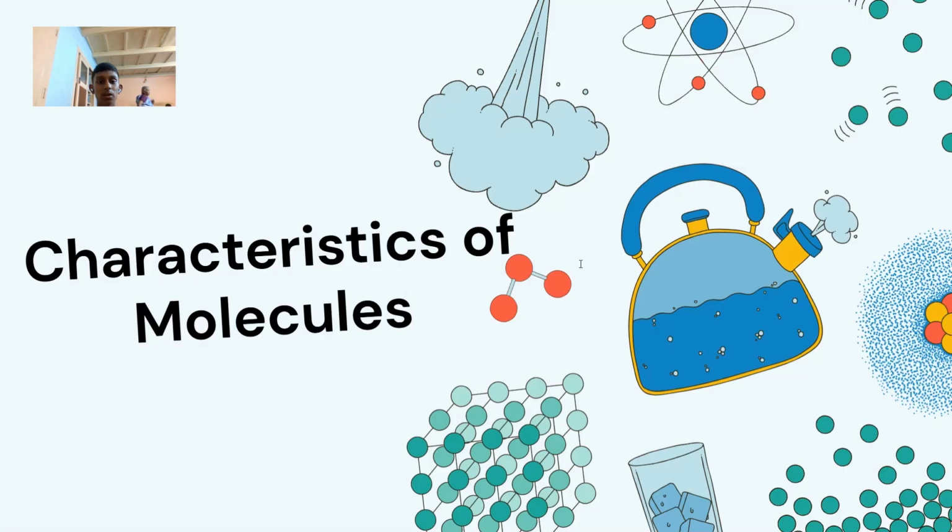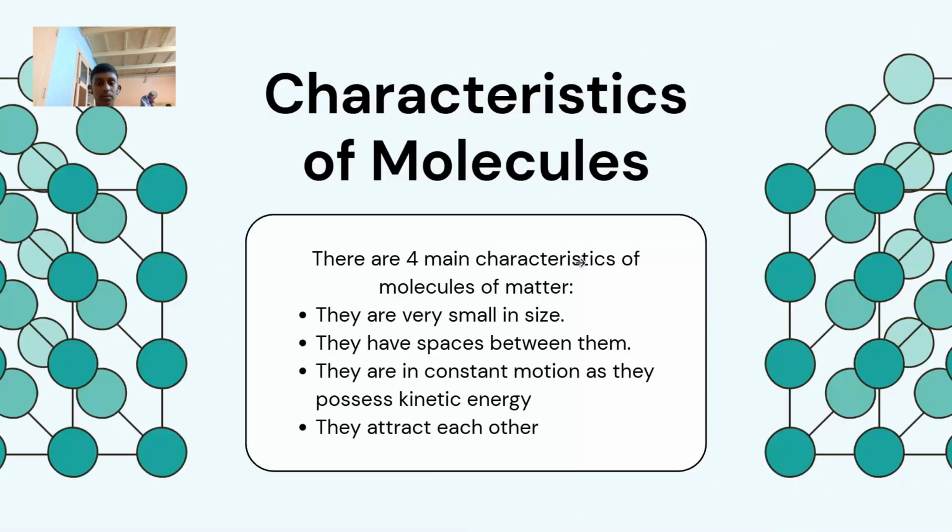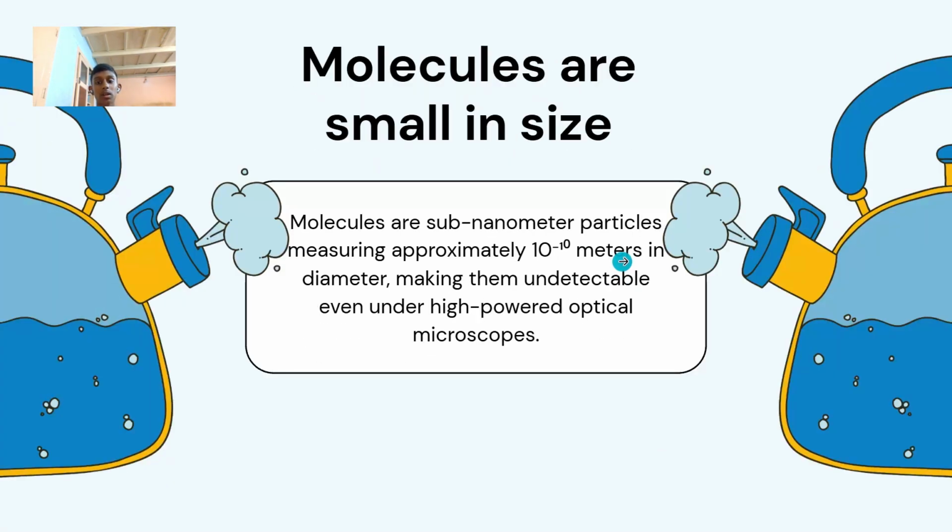The characteristics of molecules. There are four main characteristics of molecules of matter. They are small in size, they have space between them, they are in constant motion as they possess kinetic energy, and they attract each other. Let us describe all of the points.